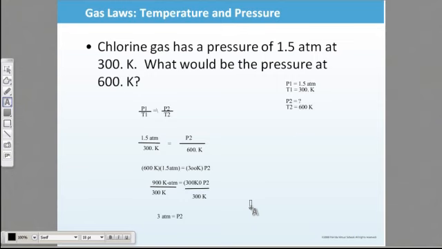Right, so again, same type of situation, just pulling out the information we're given and plug it into the formula in the correct locations and then solve for the missing variable.